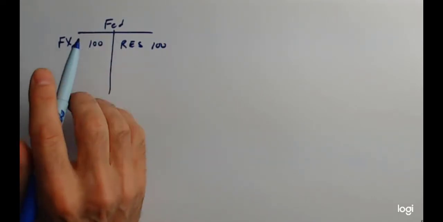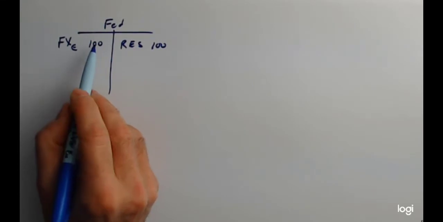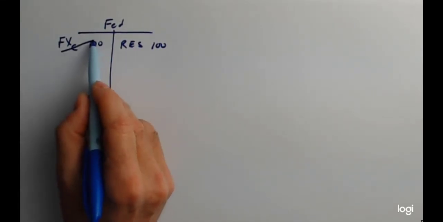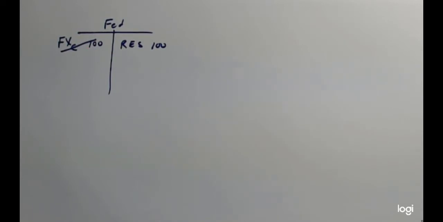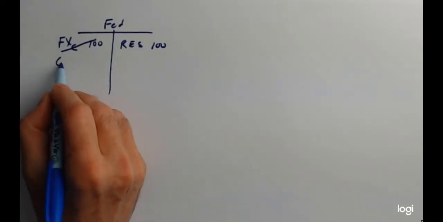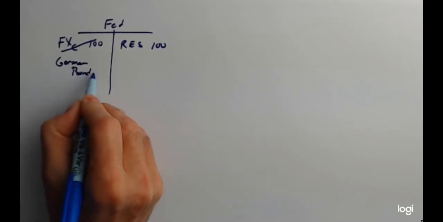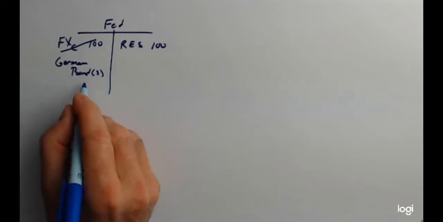Before we go any further, the Fed doesn't want to hold just foreign currency in a bank account. It's going to want to earn interest on that. So it's going to take this $100 and it's going to buy a bond. And it'll usually buy a government bond. Well, what's the biggest government in Europe? Well, Germany. So they ended up buying German bonds, probably. They bought German bonds for 100.